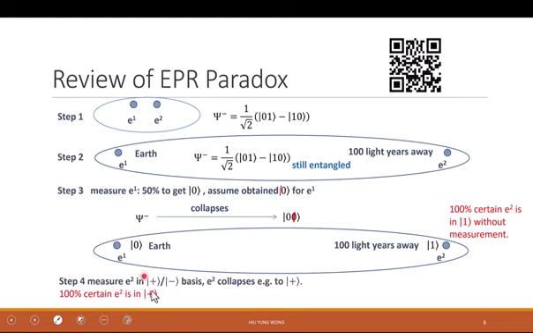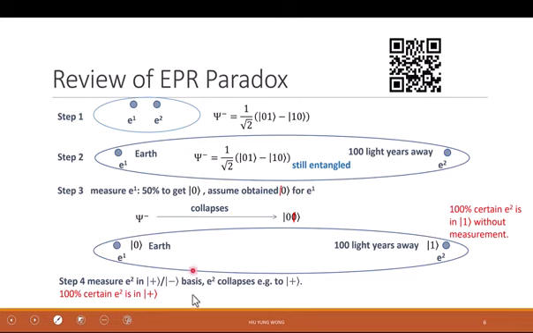But then my friend decided to measure in the plus-minus basis, corresponding to having the magnetic field in the x direction. Then it will collapse to either plus or minus, right? So as a result, for example, let's say it collapsed to plus. Then it also means that my friend is 100% certain the electron is in the plus state.